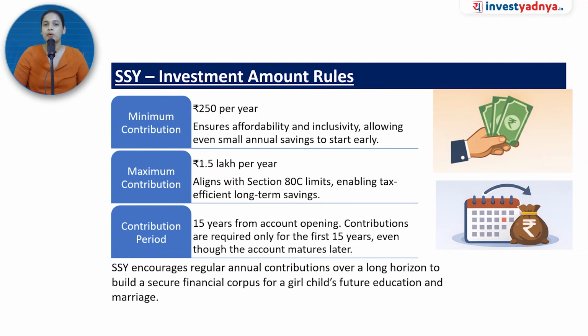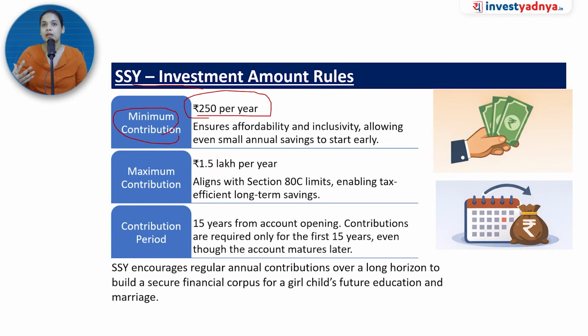Now let's move on to SSY. As you all know, this is to create a financial corpus. Sukanya Samriddhi Yojana is to create a financial corpus for the girl child for achieving her milestones, that is education and marriage. What is the minimum contribution? The minimum contribution is 250 per year. Yes, this is a small amount, but if started early, it can actually lead to a large corpus because the tenure is so long.